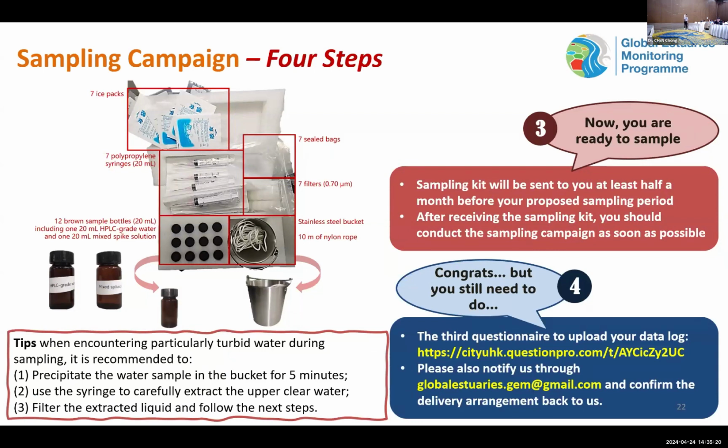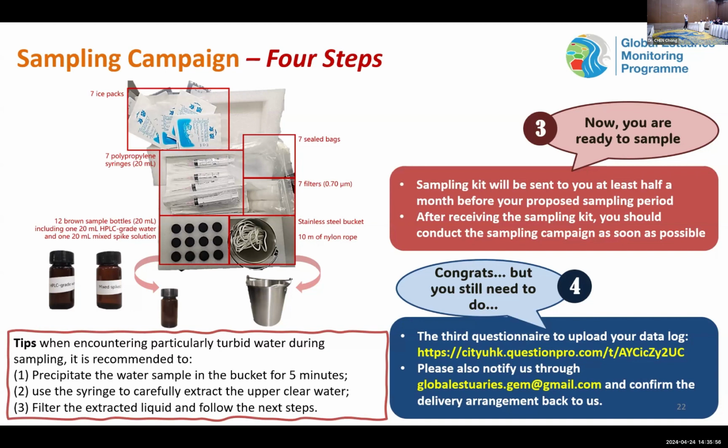After the first and the second step, now we come to the third step. After you propose your sampling information through the second questionnaire, it means you are ready to take samples, and we will send our sampling kit to you, as I mentioned just now, at least half a month before your proposed sampling time. After you receive the sampling kit, you should conduct the sampling campaign as soon as possible.